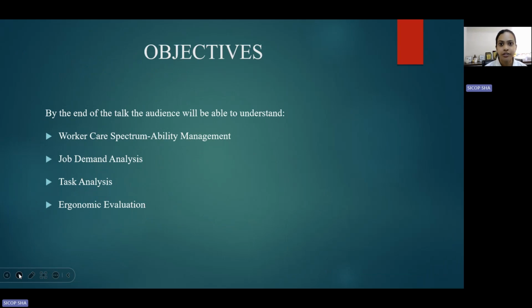So the objectives of today's talk are: by the end of the talk, the audience will be able to understand worker care spectrum, ability management, job demand analysis, task analysis, and ergonomic evaluation.